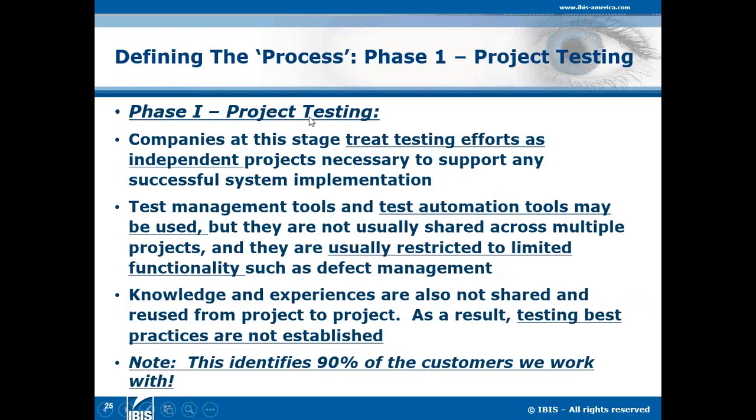In phase 1, which is project testing, and kind of to the bottom here, this typically identifies about 90% of the customers we work with. Companies in phase 1 treat testing efforts as independent projects. Test management tools and test automation tools may be used, but they're usually restricted or limited in functionality. And testing best practices are not established.